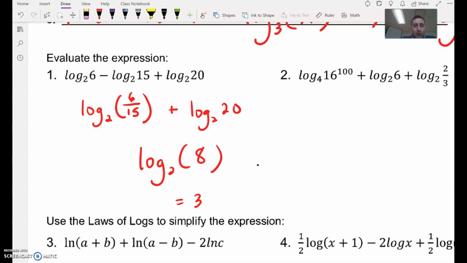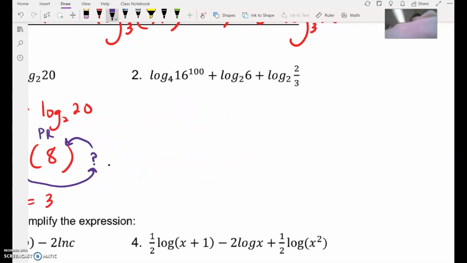Pause that video, go back and watch. What I did, I'll use purple, is I did the quotient rule right there to combine those because of the minus. I did the product rule after that to get it down to 1, and then from there I did what we did yesterday, and I went around the world. 2 to the what power gives me 8, and I found the answer was 3. That's a question mark: 2 to the what power is 8.